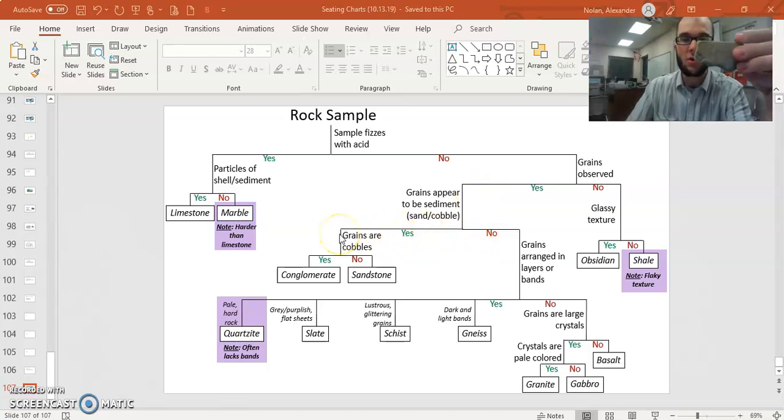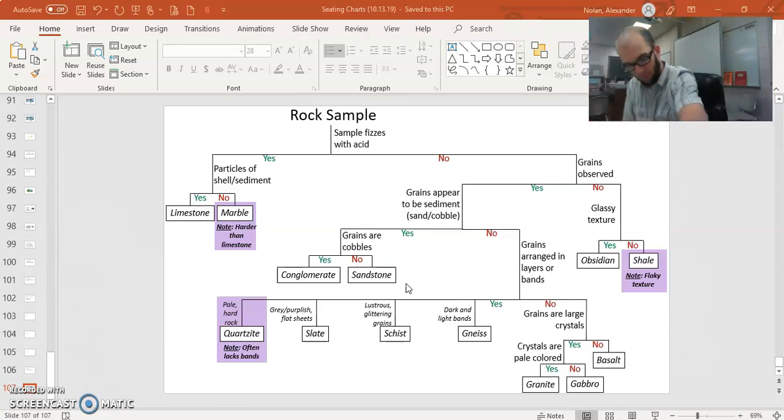The question now is, are the grains cobbles? Well, these aren't cobbles. These are just sandy, so it's sort of sandy. So we're going to take a no. We're going to say no. That means this must be sandstone. If it feels like sand, looks like sand, it's sandstone. Let's keep going. Let's look at a few other examples.